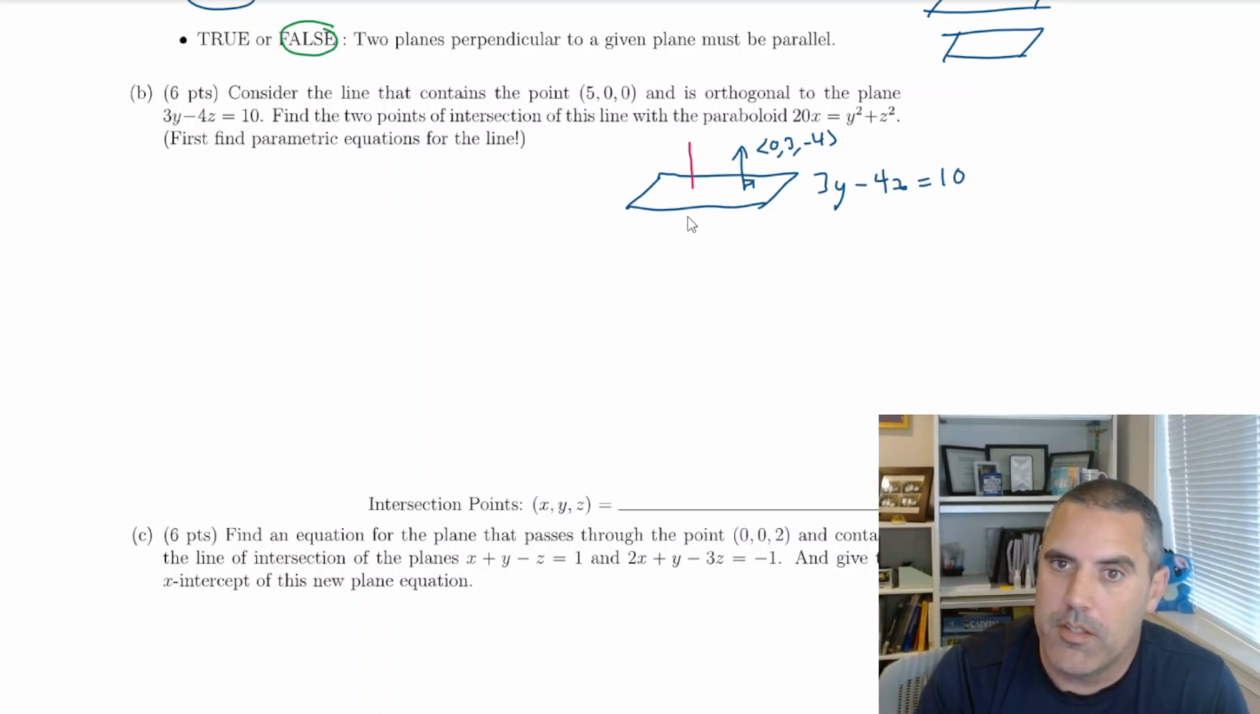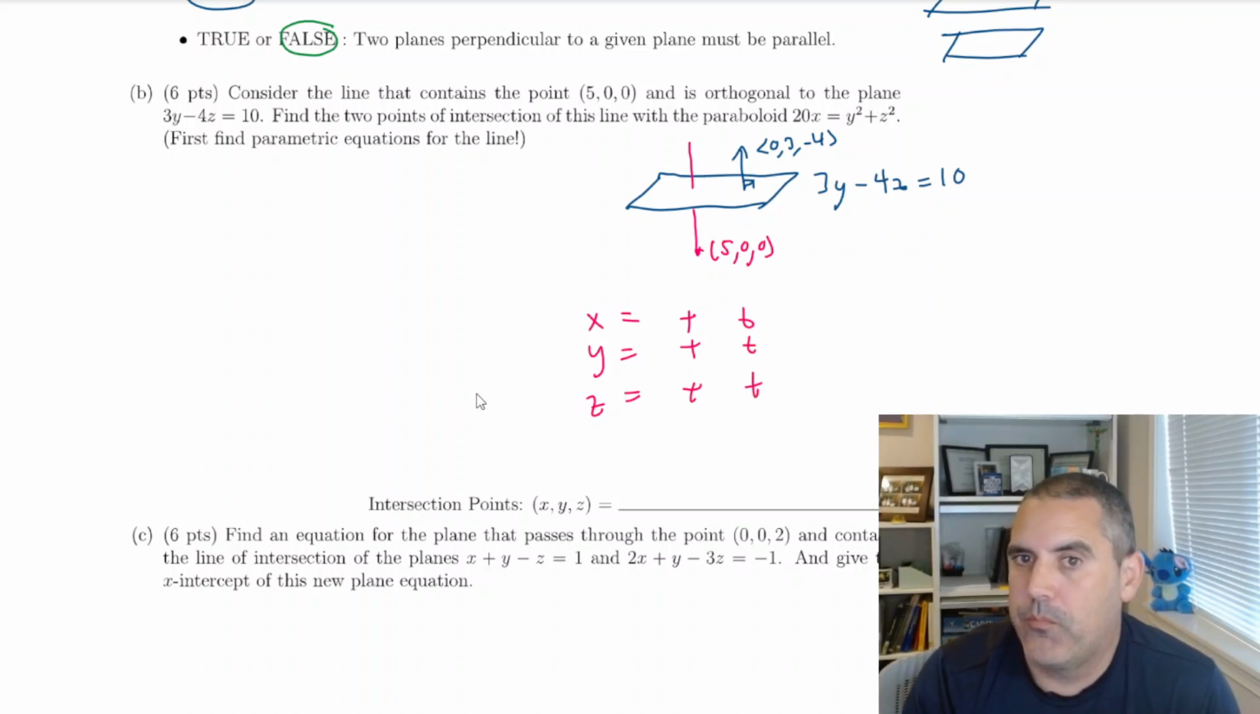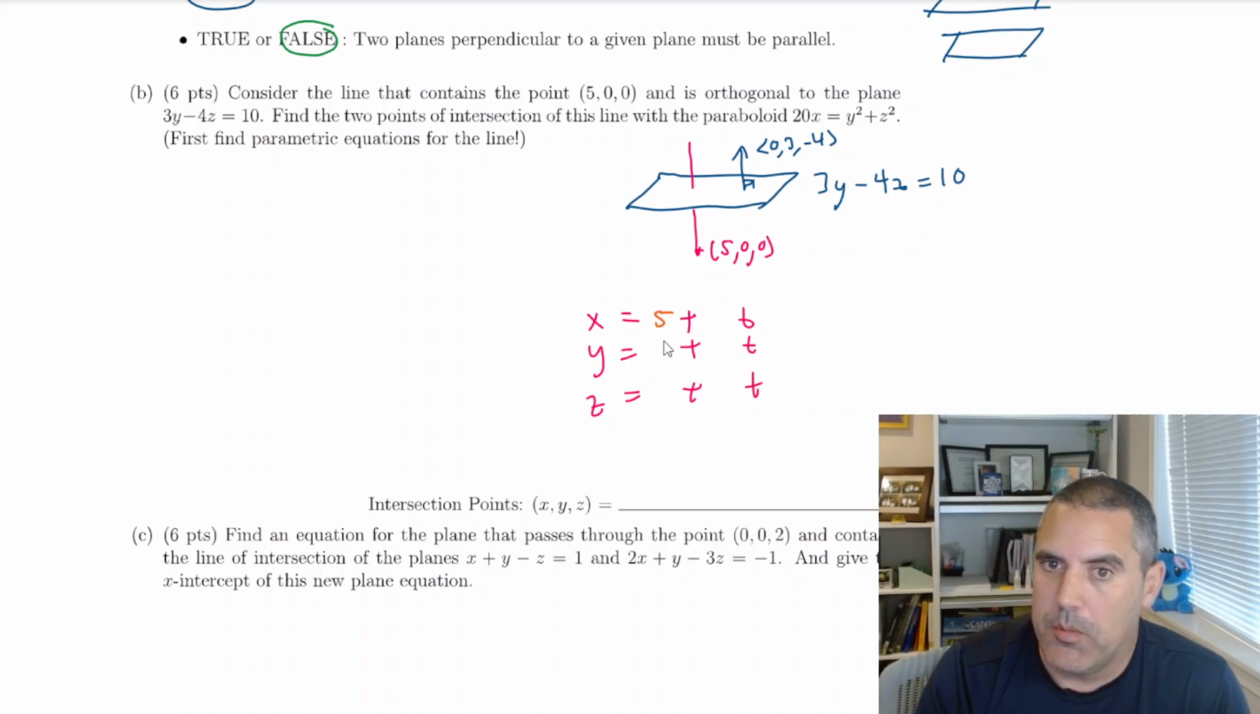So I'm going to draw this line. It goes through the point 5, 0, 0. I don't know if that's on the plane or not. It didn't say. So this is a question about finding a line. So immediately, the thing I don't know is the line. I knew the plane already. I'd be writing this. Step 1, I would look for a point on the line. They told me that. Step 2, and then I'd look for a vector that points this way.